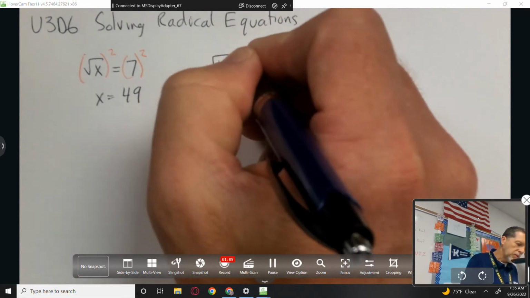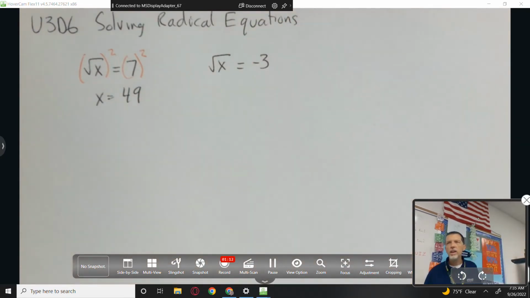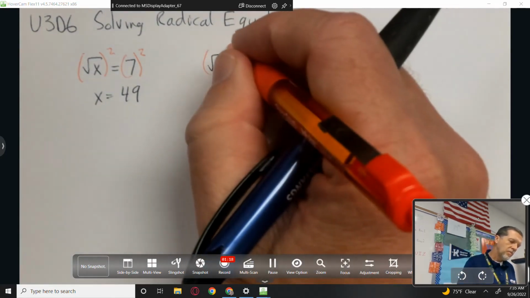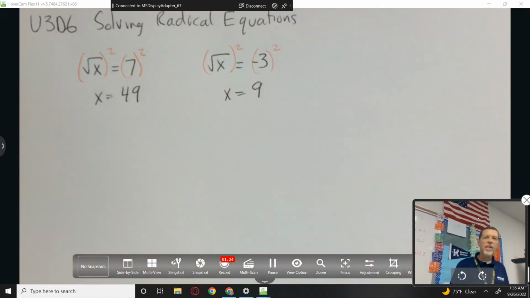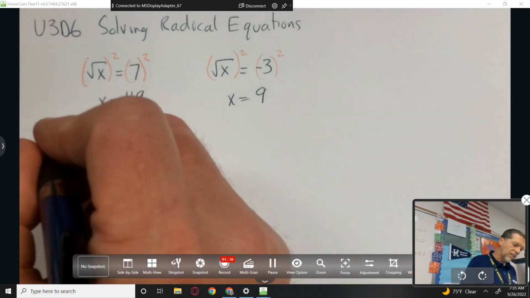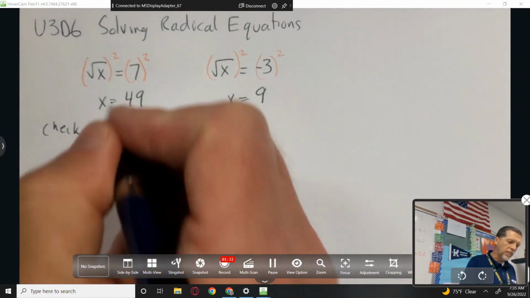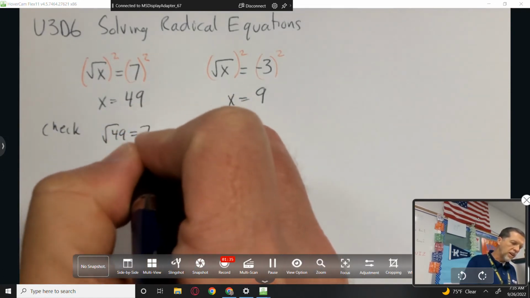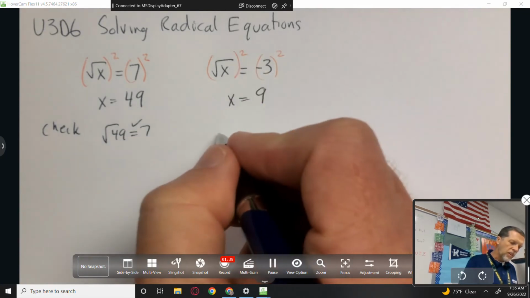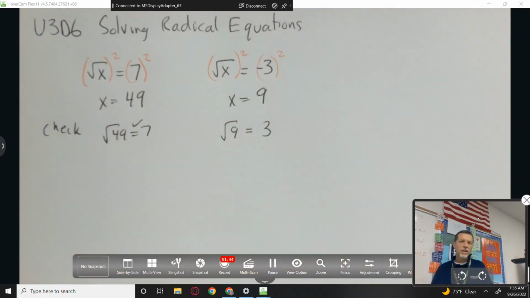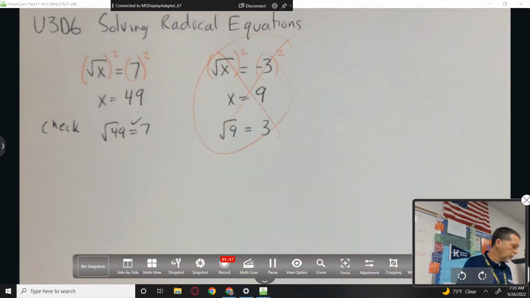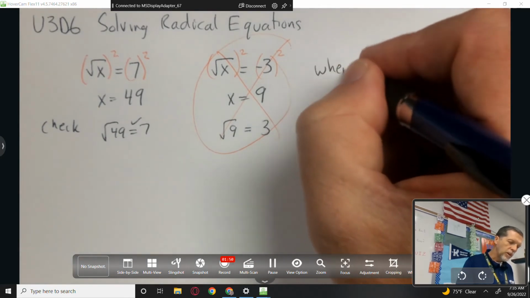What about the square root of x equals negative 3? Square both sides. X equals 9. But something's not right about that. Because if we go to check these, not that you would check this one, but if you did, square root of 49 is 7. Yep, that's true. On the second one, what's the square root of 9? 3, not negative 3.